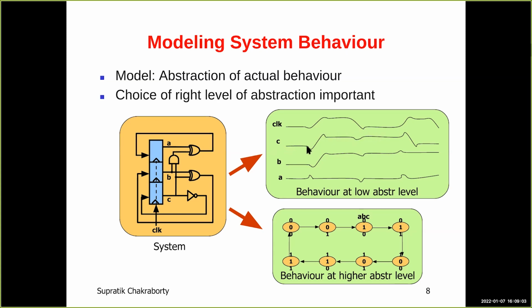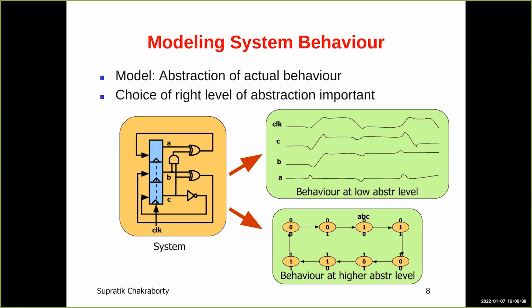If you really want your property to be at that level, then you have to model the system at this low abstraction level. But this system could also be representing a state transition system like this, where I'm not really interested in the exact waveforms appearing on the outputs of different gates and so on. I'm just interested in this high level abstraction: these are the values of the three flip-flops, 0 0 0, 0 0 1, 0 1 0, and so on. And I might be interested in the behavior at this higher level of abstraction.